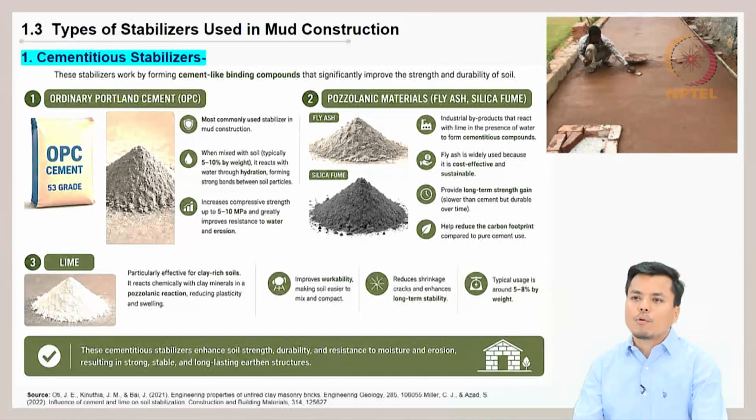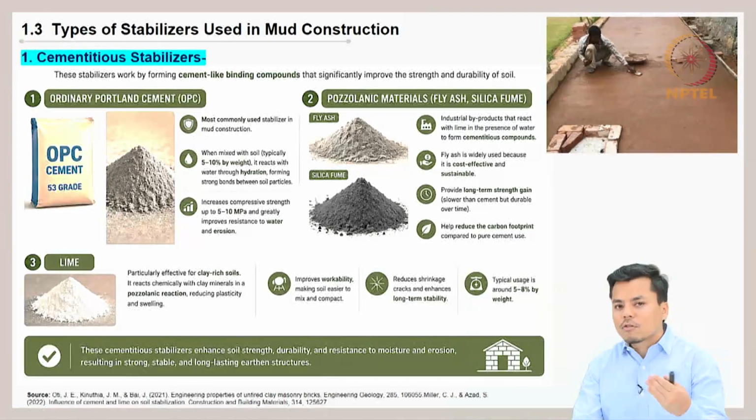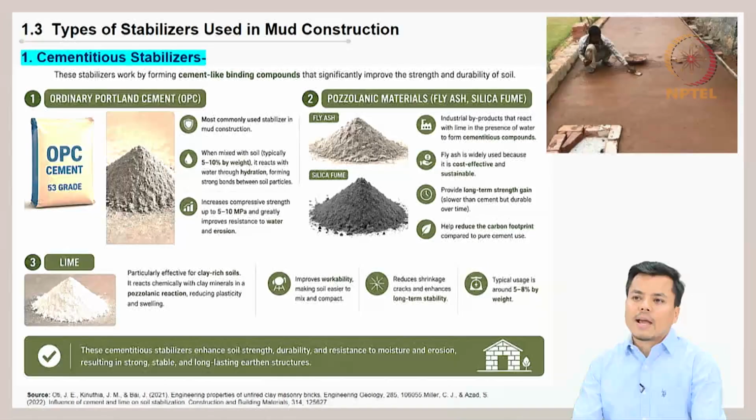Then next are pozzolanic materials like fly ash and silica fume. These are also used as stabilizers. They are industrial byproducts that react with lime in the presence of water to form cementitious compounds. Fly ash is one among them which is widely used because it is cost effective, and it also adds sustainability to the project.